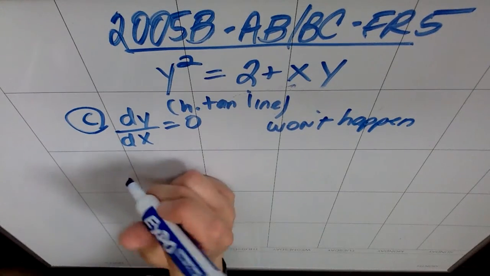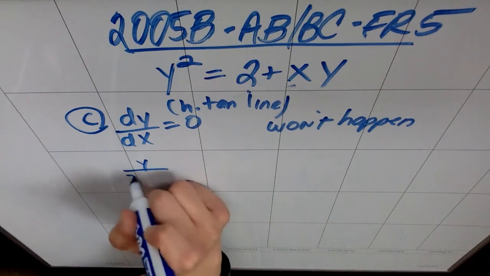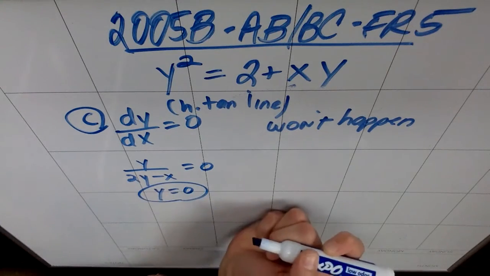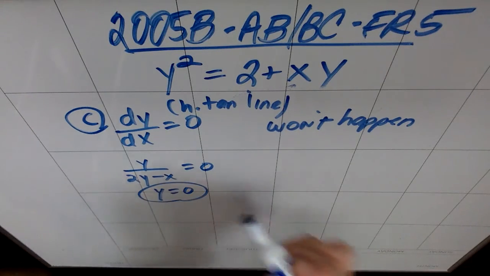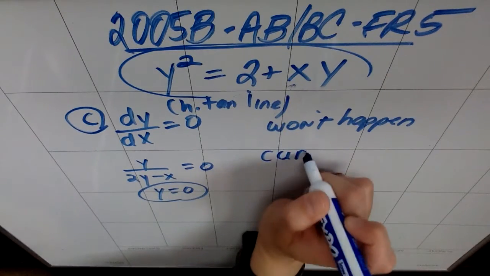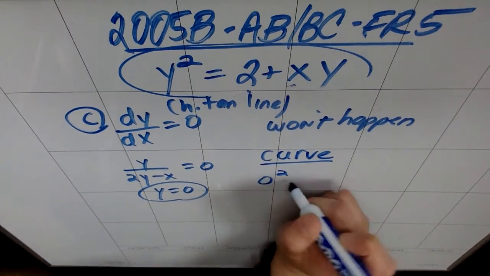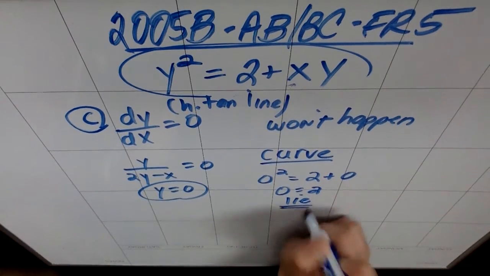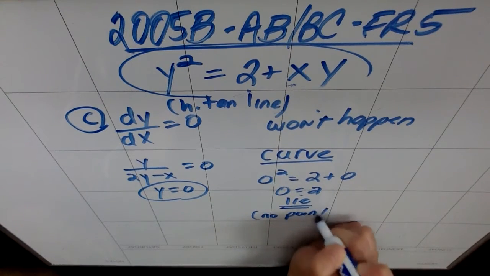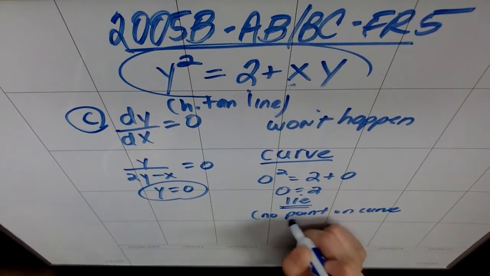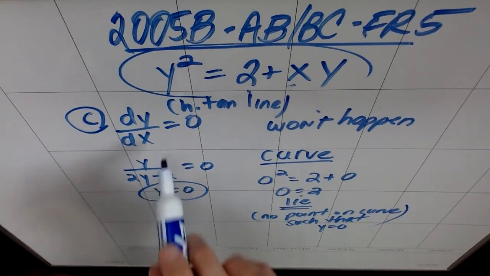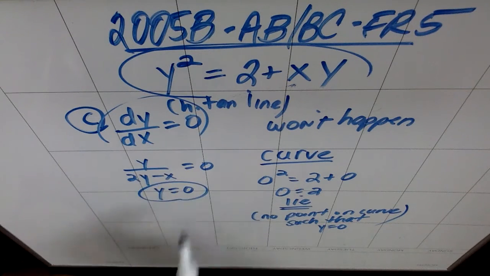Essentially what we're saying here is if we set dy/dx equal to 0, that would be y over 2y minus x equals 0. If I multiply the denominator over, that means y is 0. Well, the trick is that if you try to plug y equals 0 into your original curve, there are no points where y equals 0, because that would be 0 squared equals 2 plus 0, 0 equals 2, that's a lie. So there are no points on the curve such that y equals 0. Essentially what I needed to show was that in order for dy/dx to be 0, y had to be 0, and that when I plug 0 in, that's a lie and it can't happen.